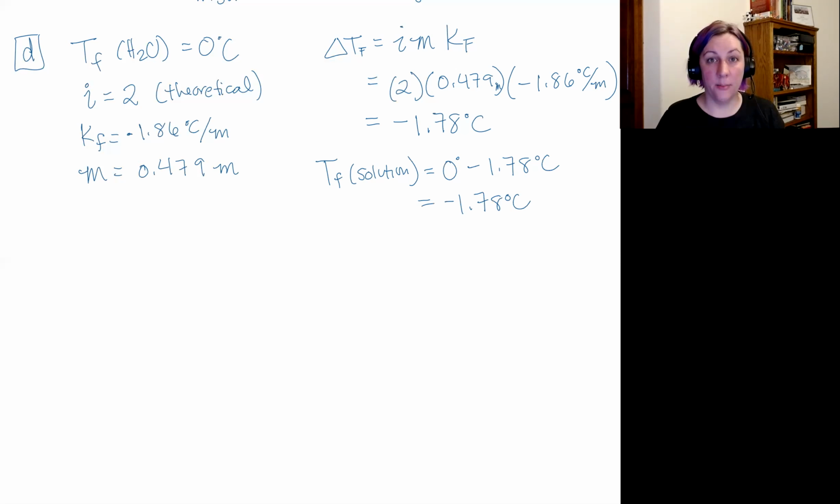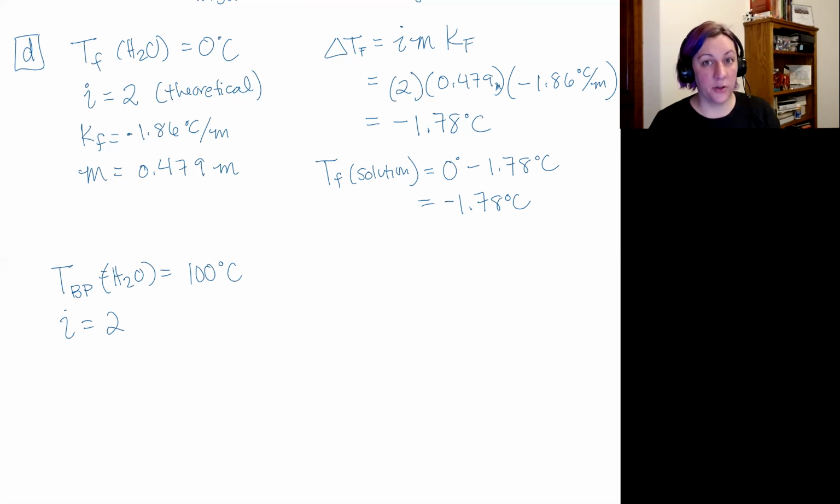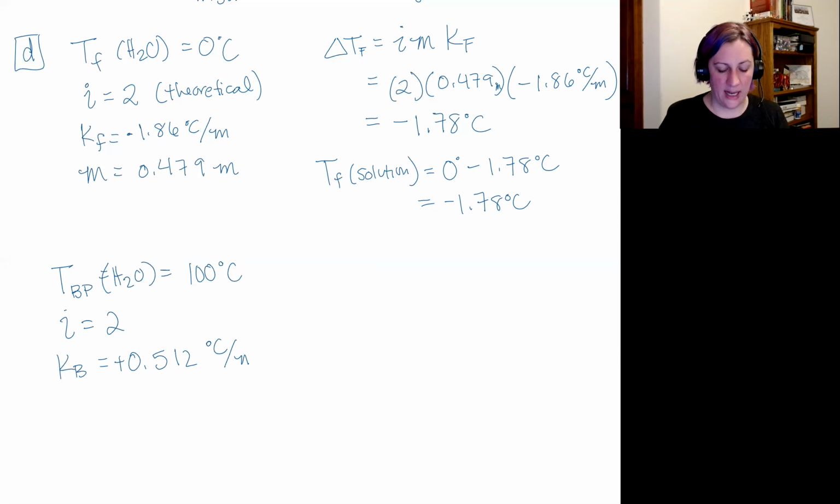Now let's look at our boiling point elevation. So our typical temperature for boiling for water, our solvent, is going to be 100 degrees Celsius. Now our van 't Hoff factor, we're going to stick with our theoretical van 't Hoff factor for our sodium chloride of 2. We've got Kb for water that's equal to positive 0.512 degrees Celsius per molal. And then our molality is going to be that 0.479 still.